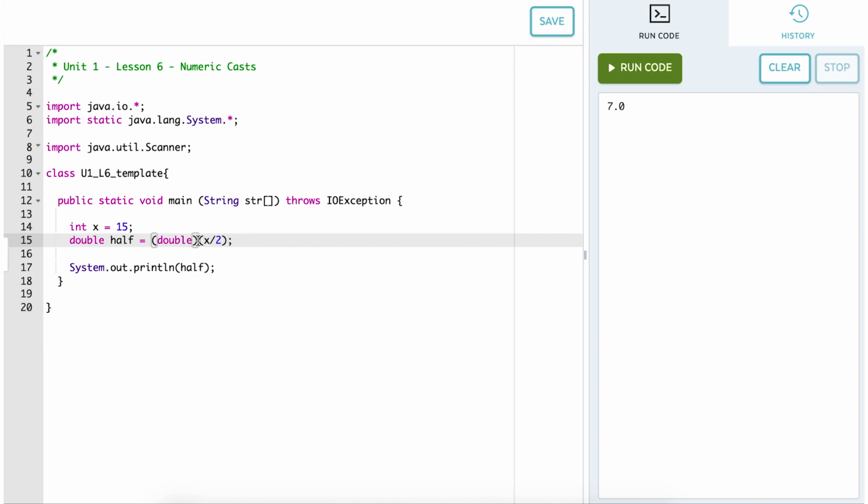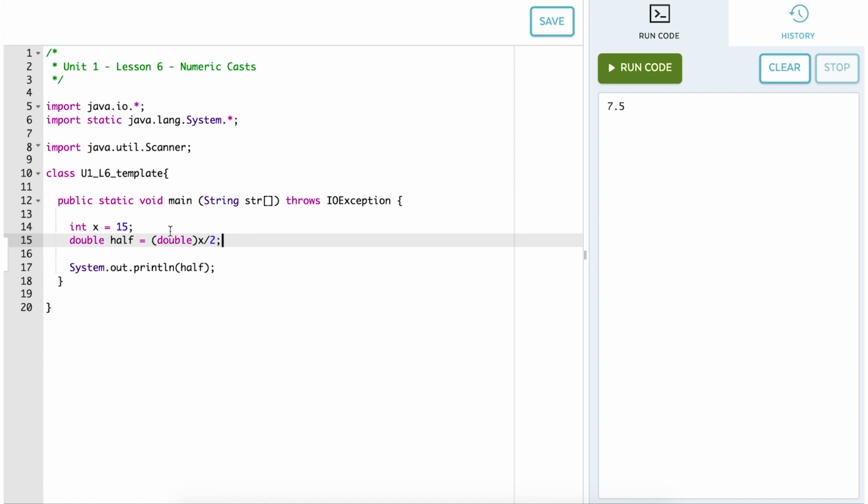Okay? So instead of trying to convert the entire thing to a double after the operation, what if we just cast the x as a double and then did our division by 2? If we try running this code, this will give us our 7.5, because a double divided by an int is going to automatically turn that int into a double.